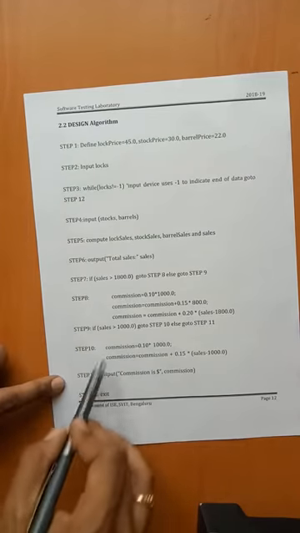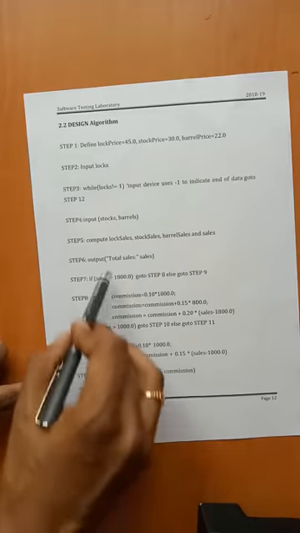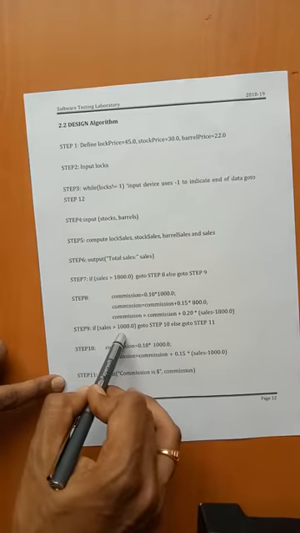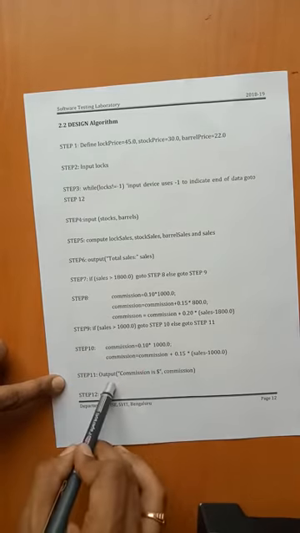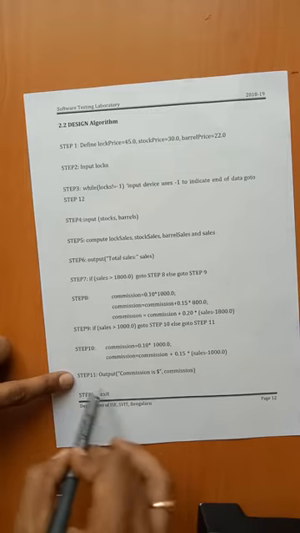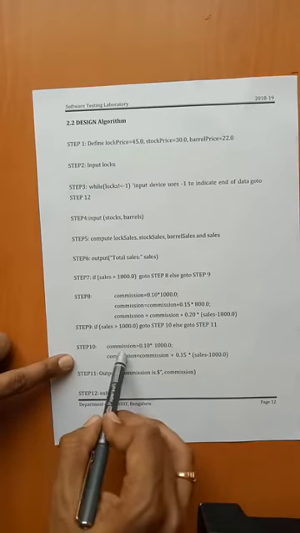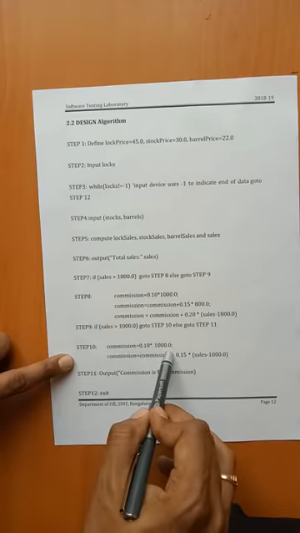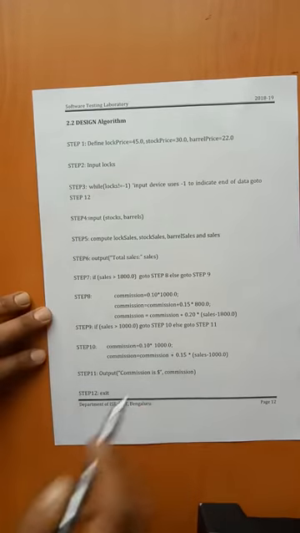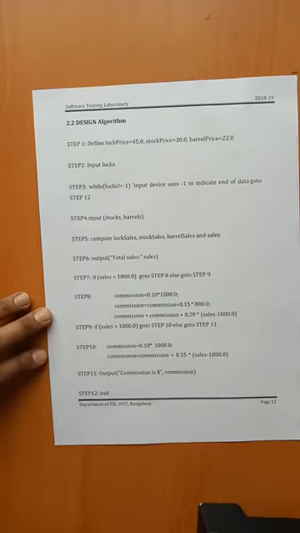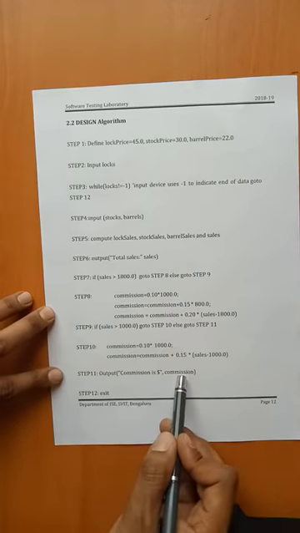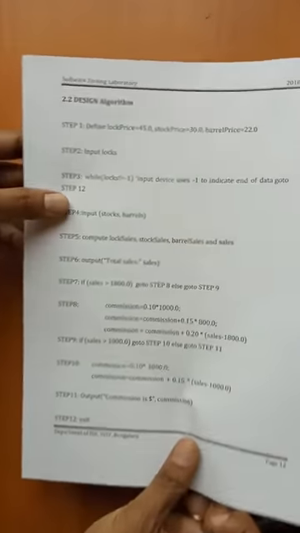Otherwise, if neither condition is met, it will come to step 11, which handles the value up to that limit. The commission value has been identified, and you have to print the commission value, that's it. That is the designed algorithm.